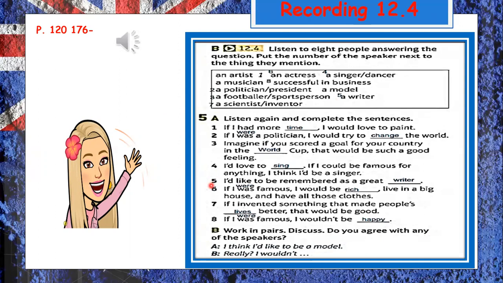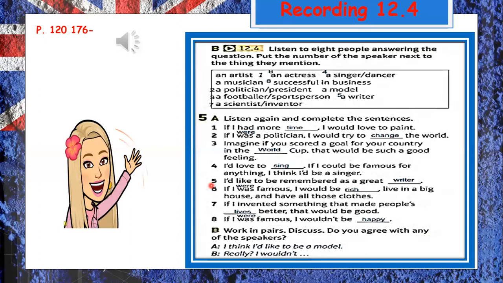5, I would love to be a famous writer or poet, like Shakespeare. I think it's a wonderful thing to be able to write a book that people all around the world want to read, to be able to speak to people in that way. Yes, I'd like to be remembered as a great writer. But I don't think that'll happen.